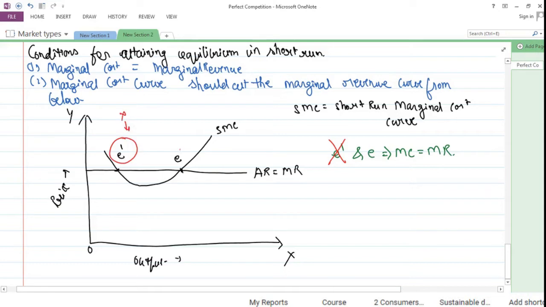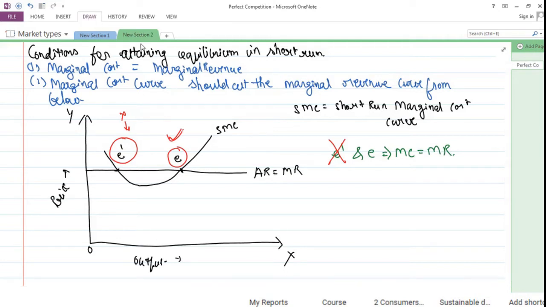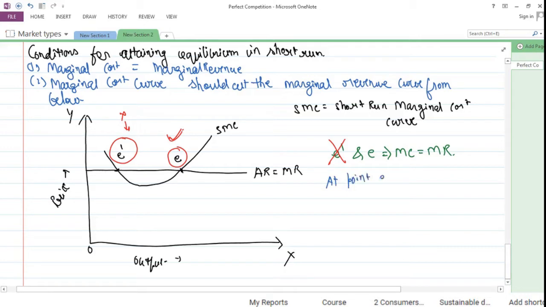On the other hand, what we see is that on the point E, the firm is in equilibrium because it satisfies both the conditions. That is, here at point E, marginal cost is equal to marginal revenue, as well as the marginal cost curve cuts the marginal revenue curve from below. So at point E, okay, what we see is that at point E, the firm is at equilibrium.